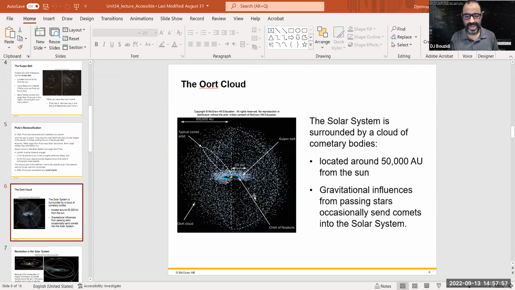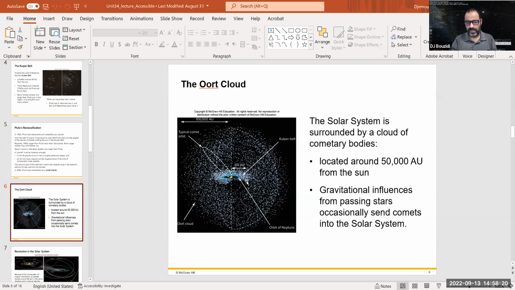Then way outside of that is the Oort cloud, and this can extend all the way to 50,000 astronomical units from the sun. We're talking ridiculous distances. The blue line that you see in here is the orbit of Neptune. And this is very, very far away from the sun. This is 30 astronomical units.